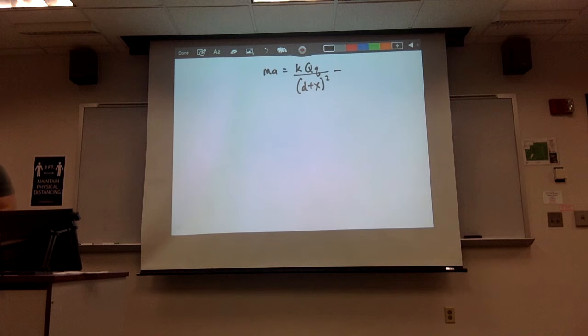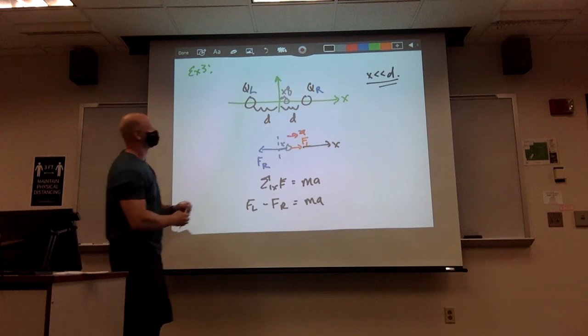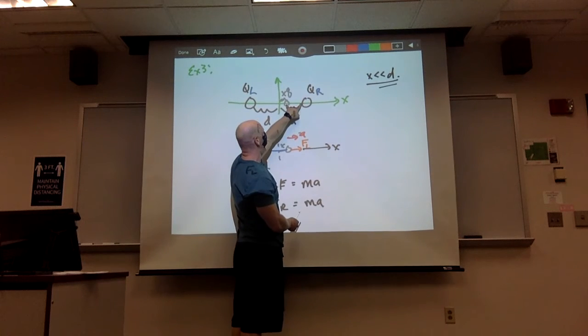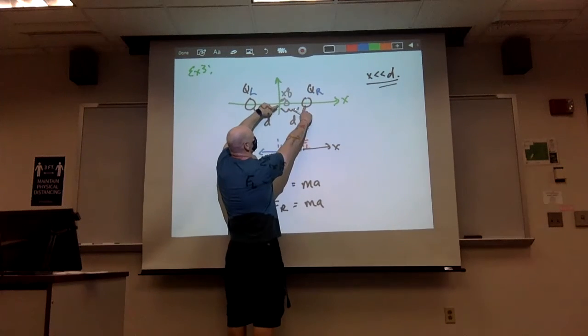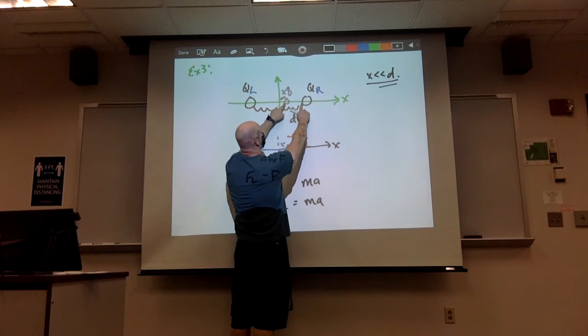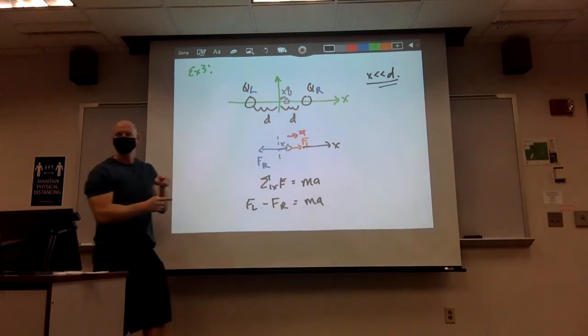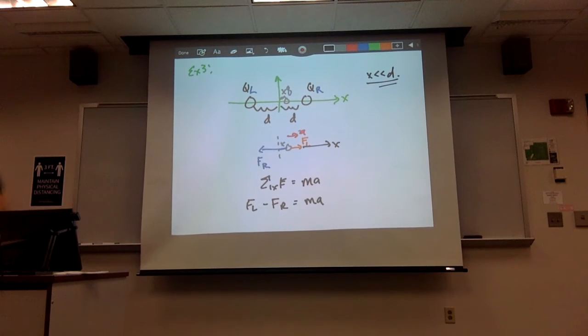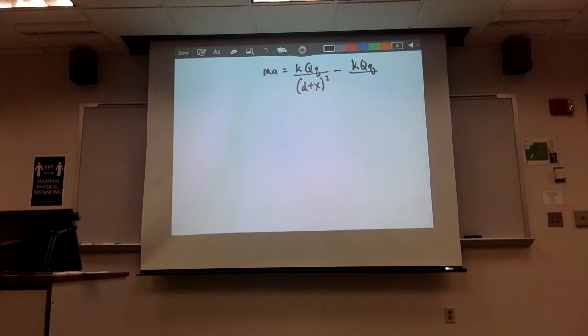Minus the force from the other side. So it's going to be KQQ again, divided by the distance between those two. The distance between those two is this distance. But again, if I know this distance is D, this distance is x, then this total distance is D minus x. This is then going to be D minus x quantity squared. Okay?